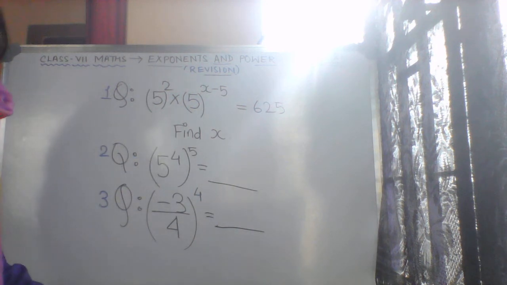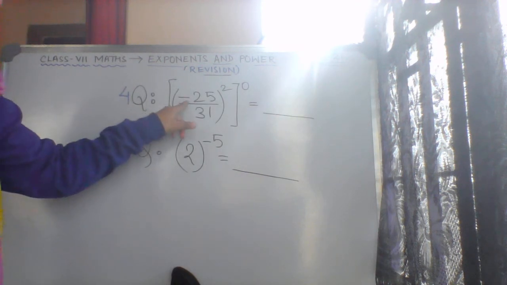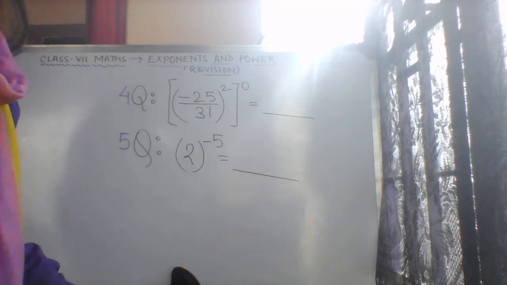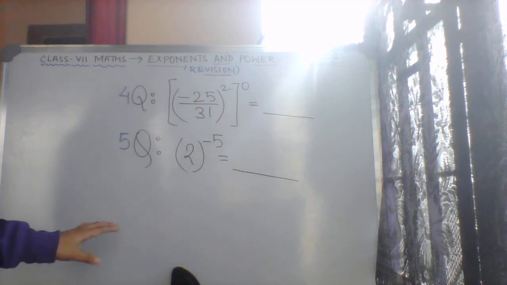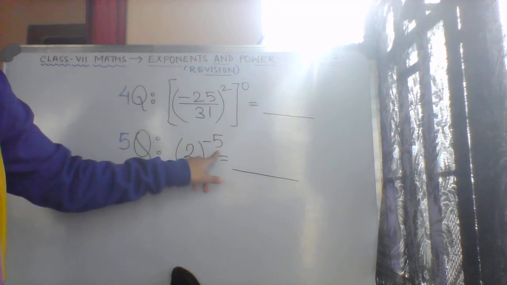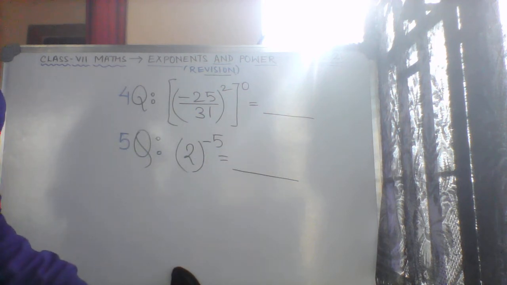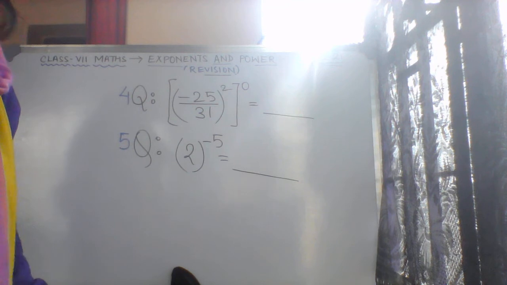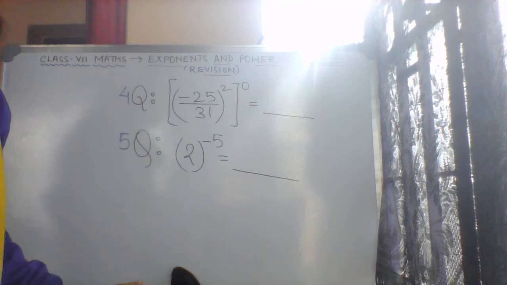Now a few more questions. Fourth question, minus 25 by 31 whole to the power 2 whole to the power 0. You have to find the value of that. Be smart and find the value. Question number 5, 2 to the power minus 5 equals how much? What is the value you have to calculate? So you know how to convert first. You have to convert that power into a positive power. How to convert that, we have told in this video. So you do accordingly.